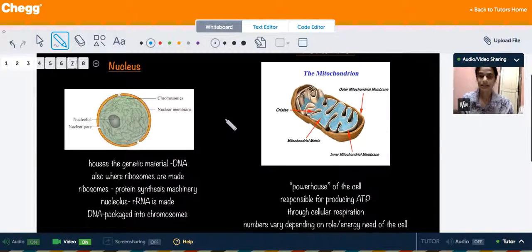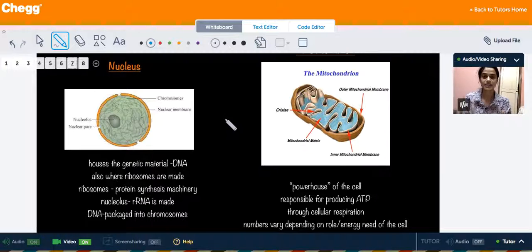And next you have the nucleus, which is basically the house of the genetic information in the cell, the DNA, and it's also where ribosomes are made. Ribosomes are the protein synthesizing machinery of a cell. As you can see here, the nucleus is bordered by the nuclear envelope, which has an inner membrane and an outer membrane. And within the nucleus, you have a nucleolus, which is where the ribosomal RNA is synthesized.